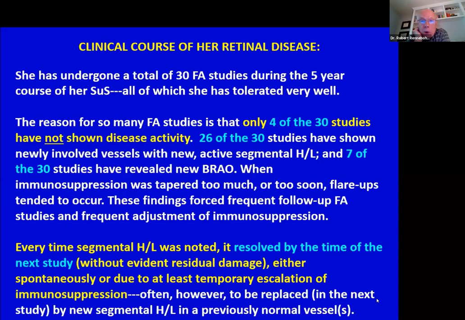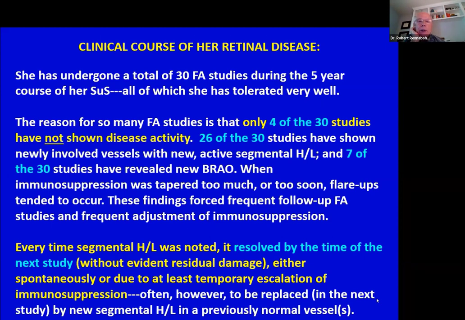She has undergone a total of 30 FA studies during the 5-year course of her Susac syndrome. I hasten to add that she has tolerated all of these FA studies very well. I realize that's a lot of FA studies, but the reason for so many FA studies is that only 4 of the 30 studies have not shown disease activity. 26 of the 30 studies have shown newly involved vessels with new active segmental hyperfluorescence and leakage, and 7 of the 30 studies have revealed new BRAOs.